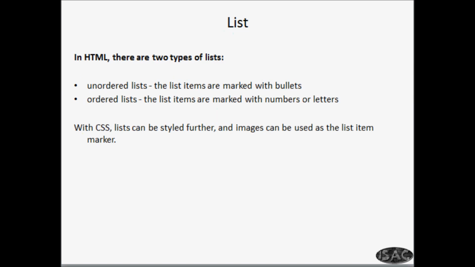In HTML, there are two types of list. In an unordered list, the list items are marked with bullets. In an ordered list, the list items are marked with numbers or letters, A, B, C, D, or 1, 2, 3, or Roman numerals. So with CSS, lists can be styled further and images can be used as list item markers.